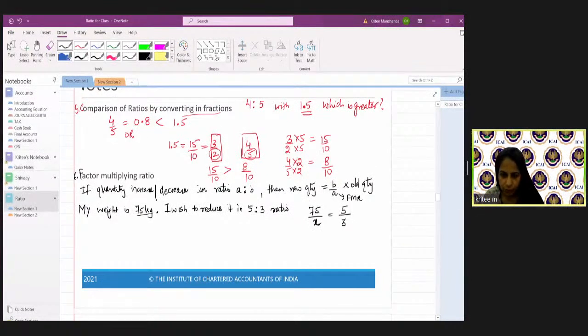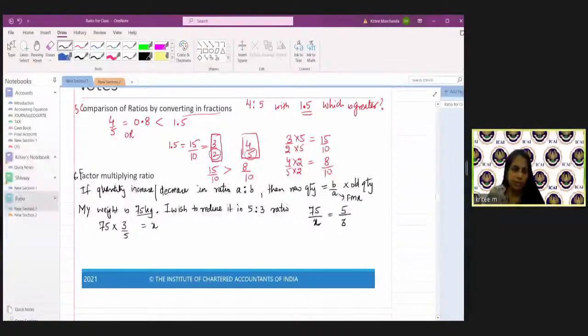So if you cross multiply and do it, something like this. How much should I reduce as my weight? So this 75 remains here. 3 here as a dividing factor comes and gets multiplied here. 5 multiplying gets divided here. So it's like this.